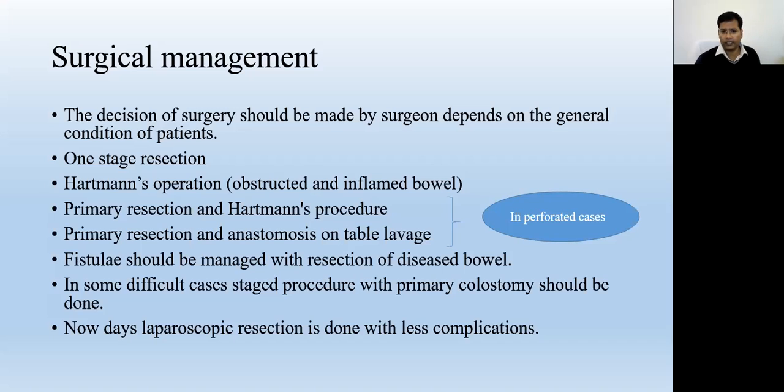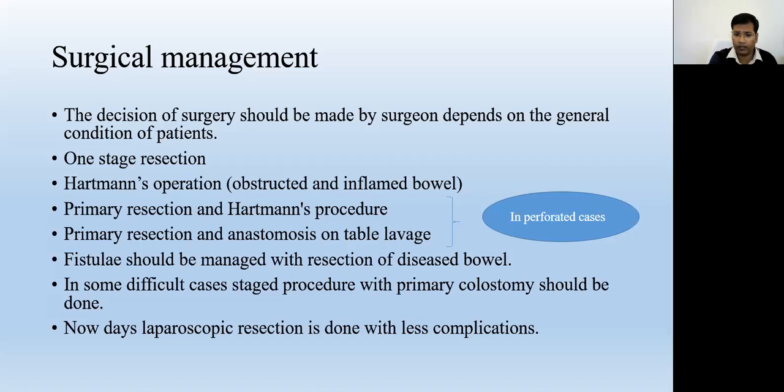So in some difficult cases, a staged procedure means initially you just disconnect that part of the bowel and create a colostomy and a closed stump. Later, after 6 months or 1 year, you again join that colostomy part of the colon to that part of the stump. Means you have to do the surgery in stages. In the first stage you do the colostomy, and in a later stage you do the reverse colostomy.